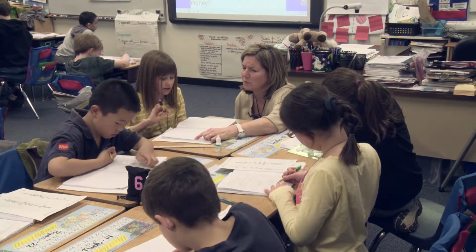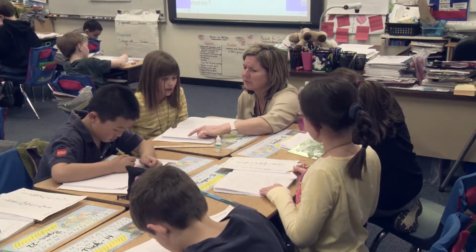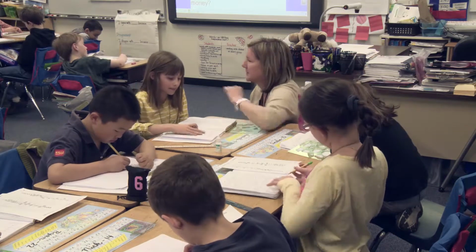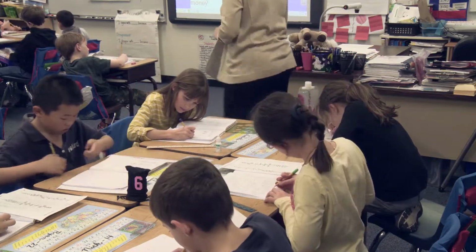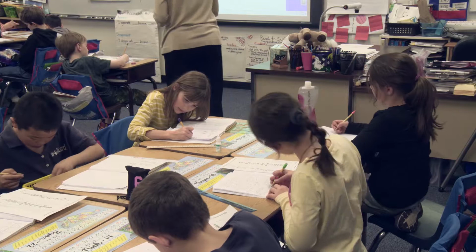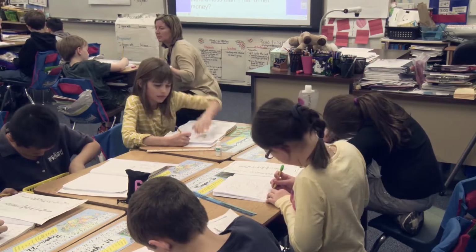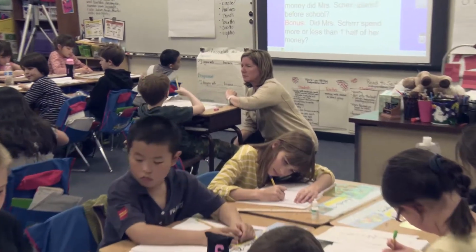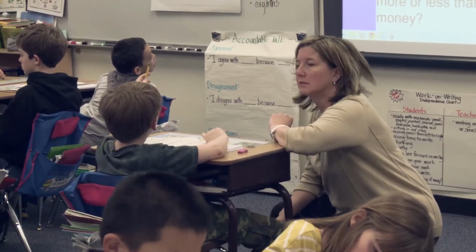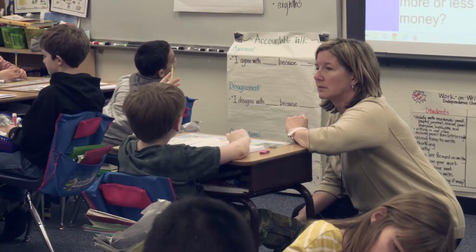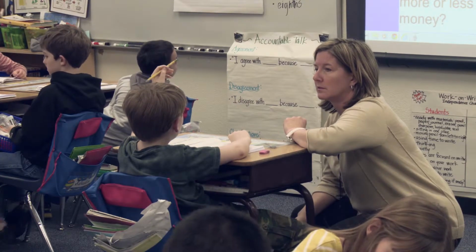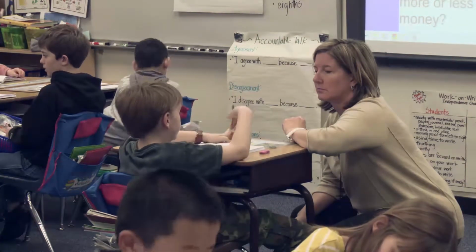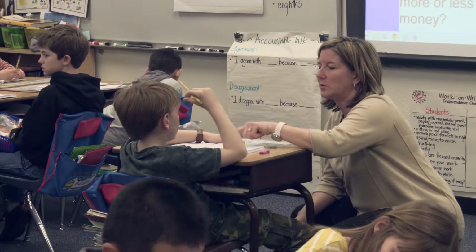Now, how do you know that she spent less than half? Can you explain that in some way? Awesome. So how do you know that it's 2/6? Can you prove that with the drawing?